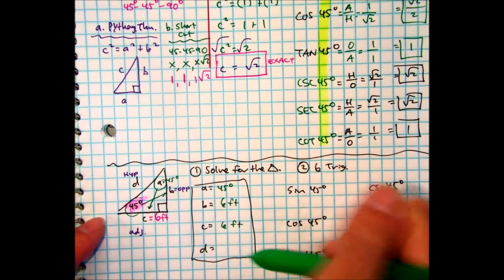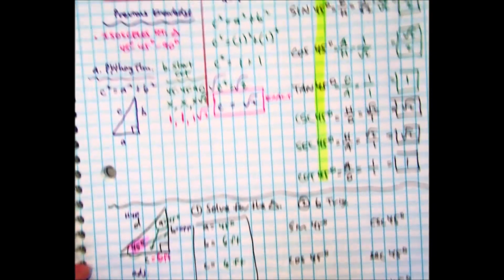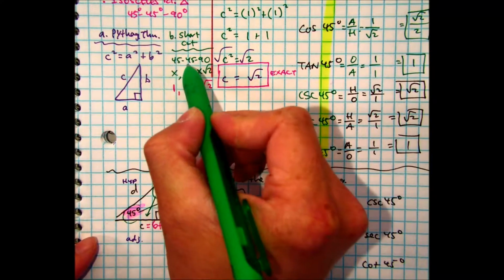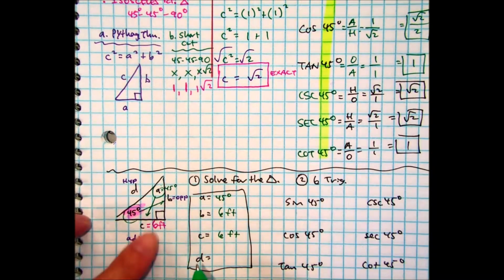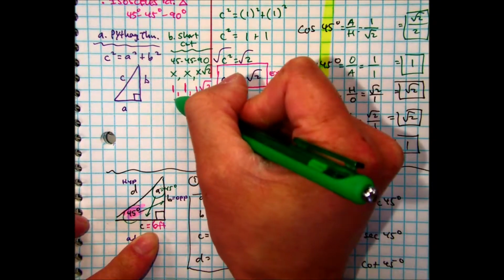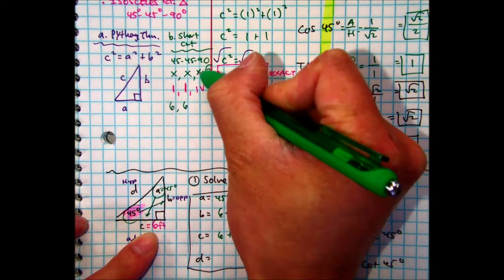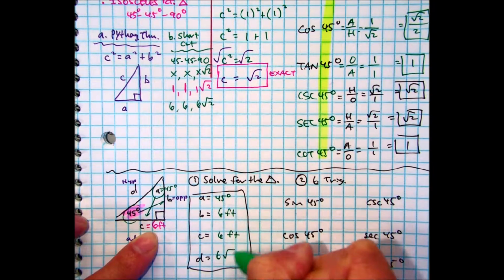And then for D, I can just use the Pythagorean theorem, right? Or you can use the shortcut I put up here. In a 45, 45, 90, you have x, x, and x radical 2. So if our x value is 6, then I have 6, 6, and 6 radical 2. Raise your hand if you got 6 radical 2 feet.